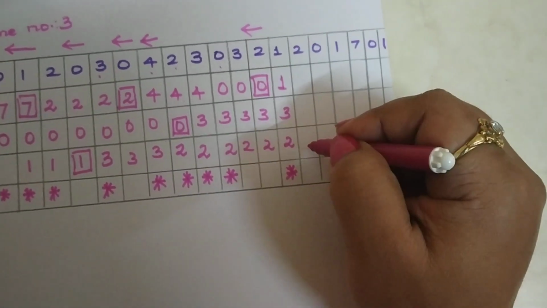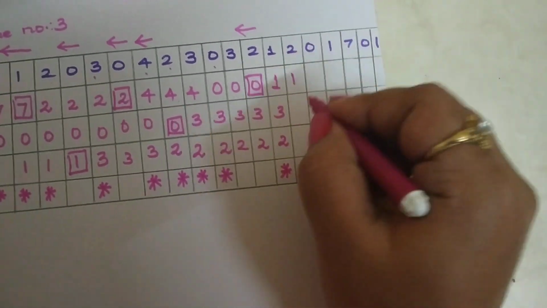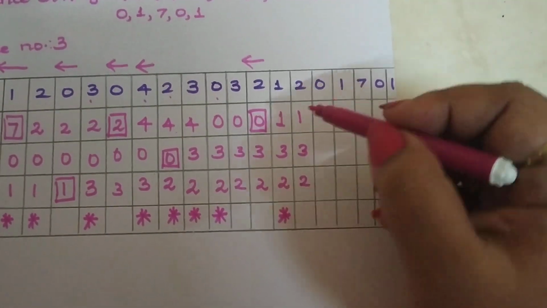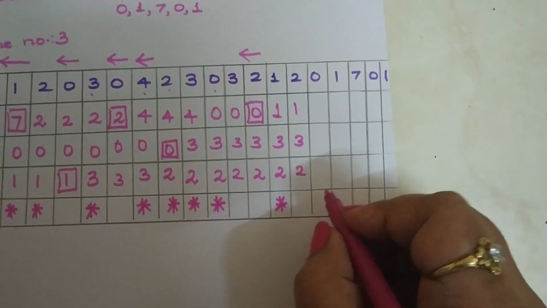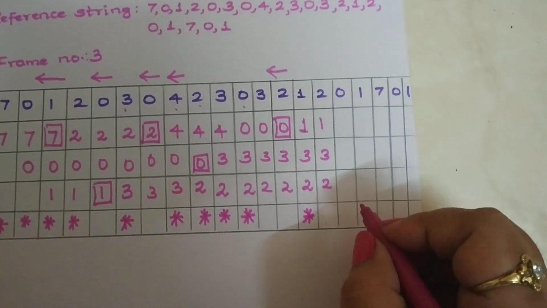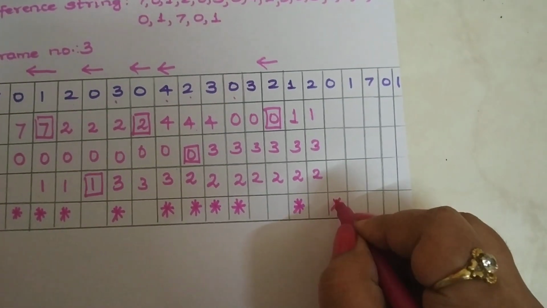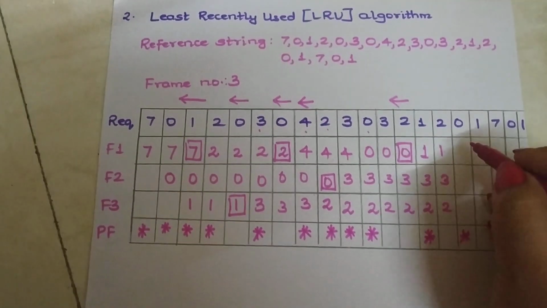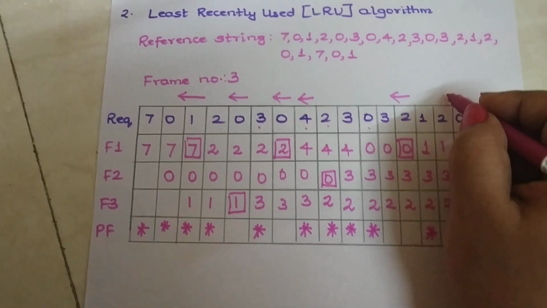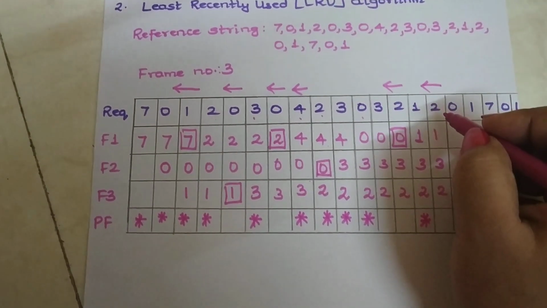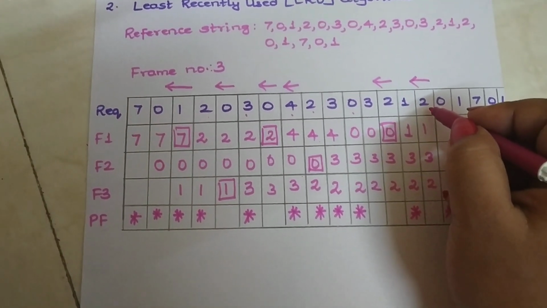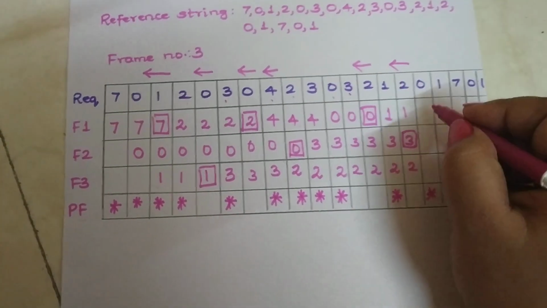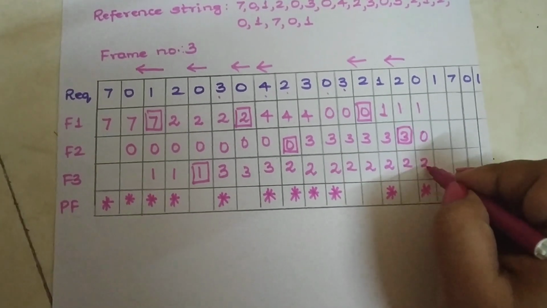Now comes 2. 2 is already there in the frames? Yes. So no page fault. So we will write 1, 3, 2, no page fault. Now comes 0. Is the content there in the memory? No. That means it is a page fault. When it is a page fault, we just go backwards. Out of 1, 3, 2, which is least recently used? 2 is most recent, after that 1, and last is 3. So 3 will be replaced by 0. So here 1, 0, 2.